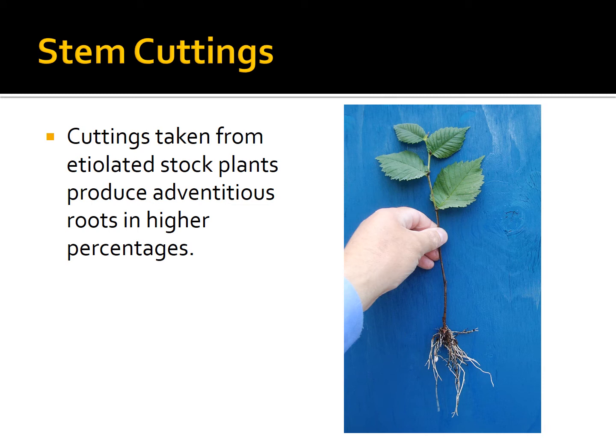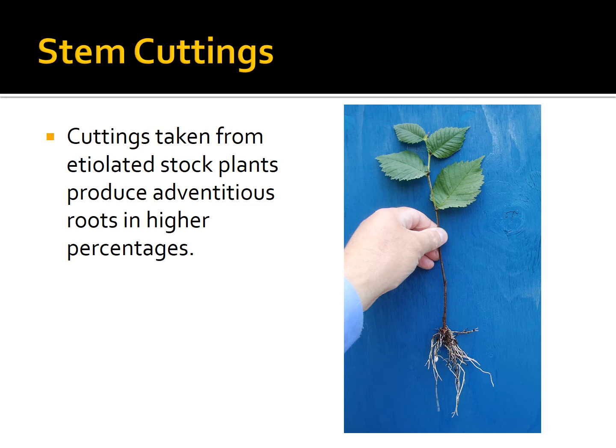This is interesting. Sometimes some plants are difficult to propagate from cuttings. They just don't want to propagate very well from a cutting. But researchers have discovered that cuttings taken from etiolated stock plants produce roots in high percentages. In other words, if you could grow a plant in the absence of light and then take a cutting from that plant that was etiolated, they have found that those cuttings root in higher percentages.